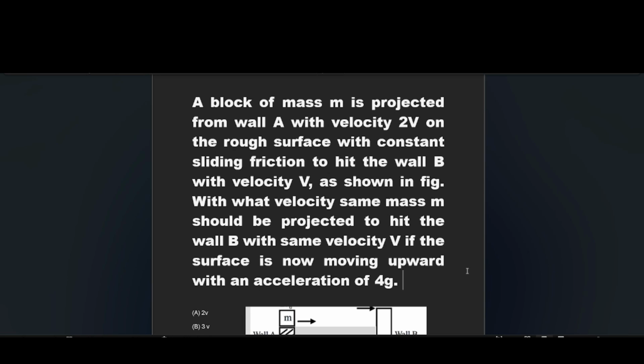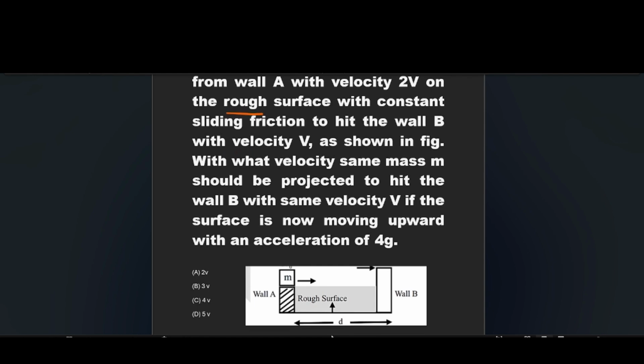So now let us see another important problem. Very interesting. A block of mass m is projected from a wall A with velocity 2v on the rough surface with constant sliding friction to hit the wall B with velocity v as shown in figure. With what velocity same mass m should be projected to hit the wall B with same velocity v if the surface is now moving upward with an acceleration 4g.